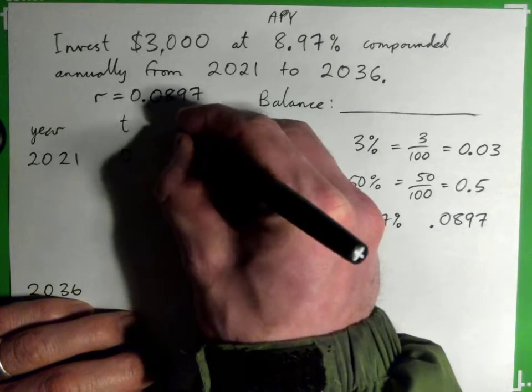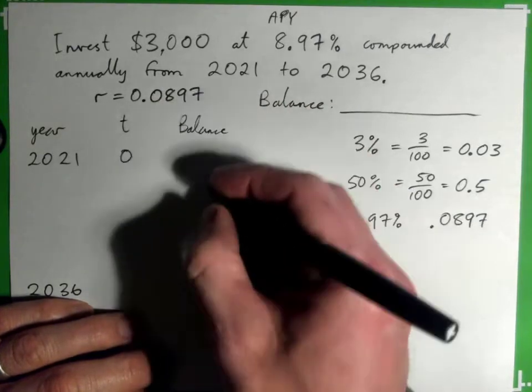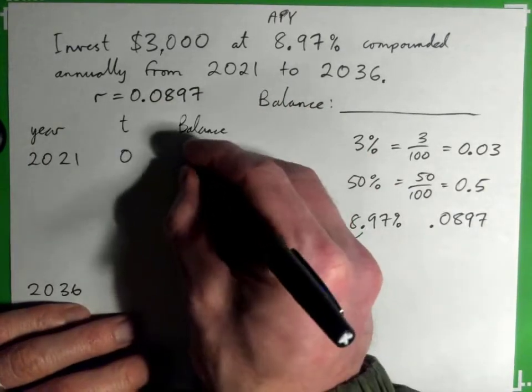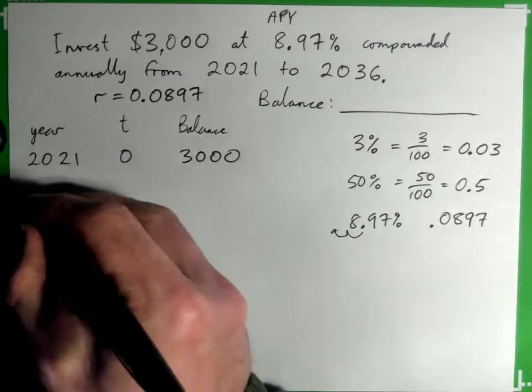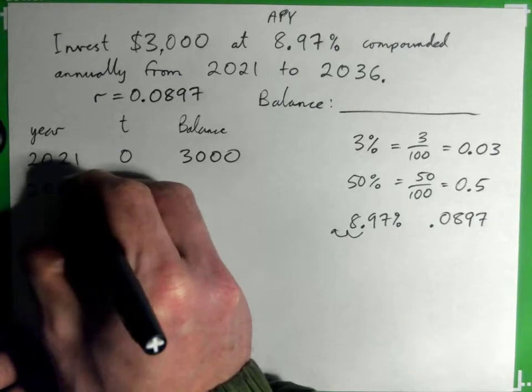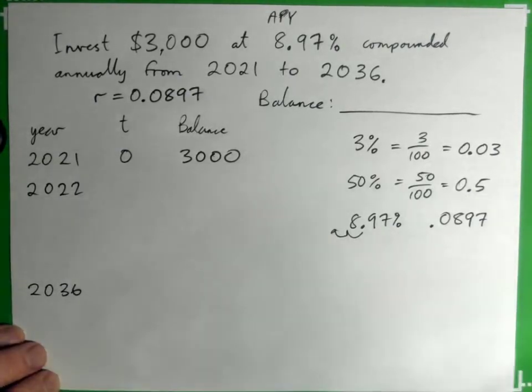And then we look at the balance, right? So year 2021, the balance is 3,000. Now, just for fun, I know we got to get 2036, but I just wanted you to tell me what's going to be in there in 2022. Figure that out for 2022. So that's when your time is 1, after 1 year.